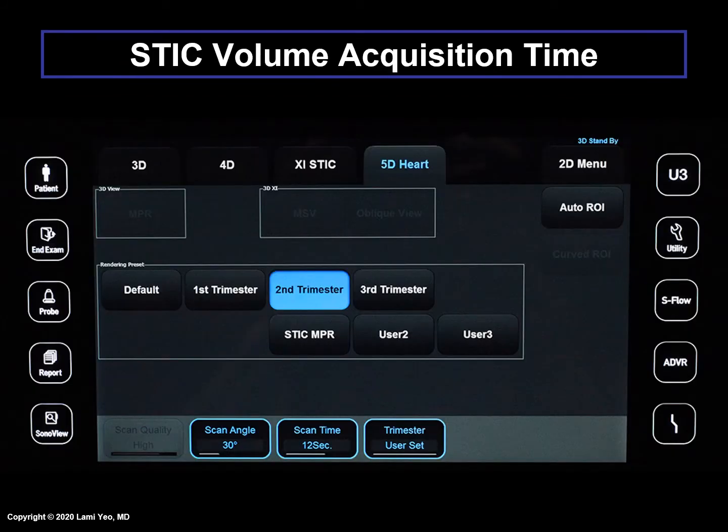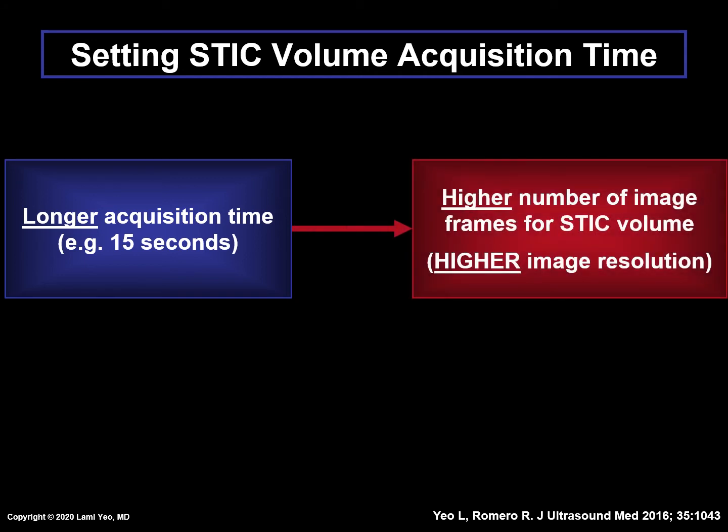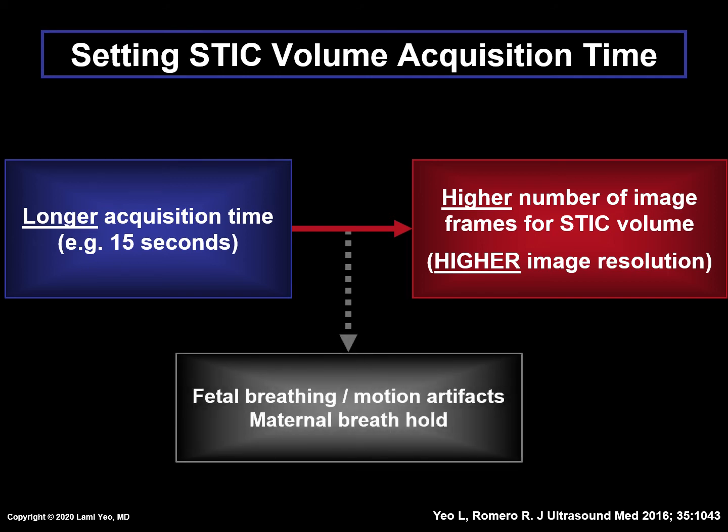As a brief reminder, obtaining STIC volume datasets requires setting an acquisition time. When you set a longer acquisition time, the advantage is that there are a higher number of image frames obtained, and so there is a higher image resolution. However, disadvantages include a higher chance of introducing fetal breathing and motion artifacts into the STIC volume, and also some mothers have difficulty holding their breath in this time frame.